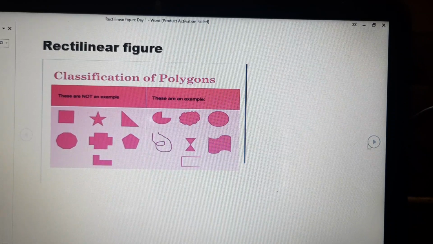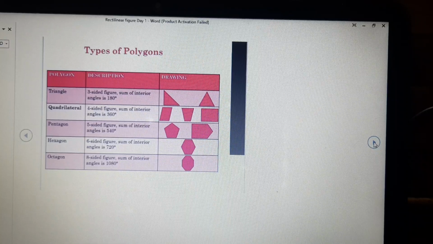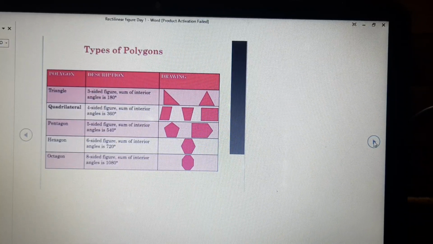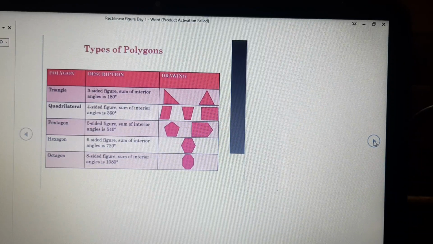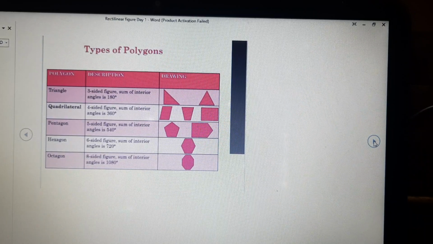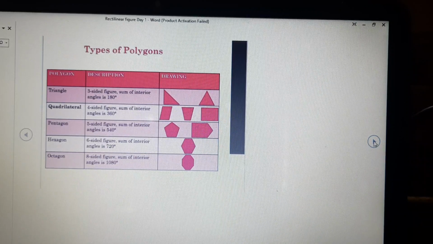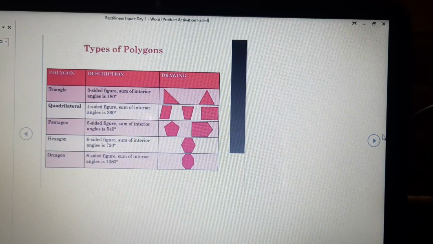Fine. Now we'll talk about polygons. This is a recapitulation for you; you have already done it in your previous class. If we have a three-sided closed curve, it is known as a triangle. Four sides, quadrilateral. Five, pentagon. Six, hexagon. Seven, septagon or heptagon. Eight, octagon. Nine, nonagon. Ten, decagon. And for more than 10, suppose it has 11 sides, then it is an 11-gon. We call them like that.